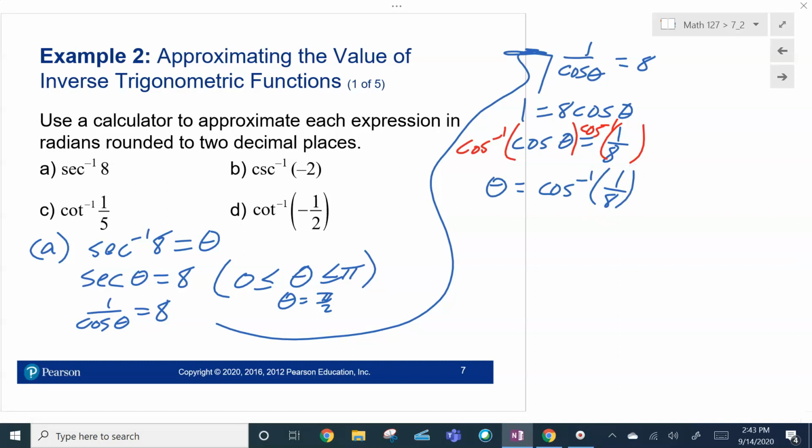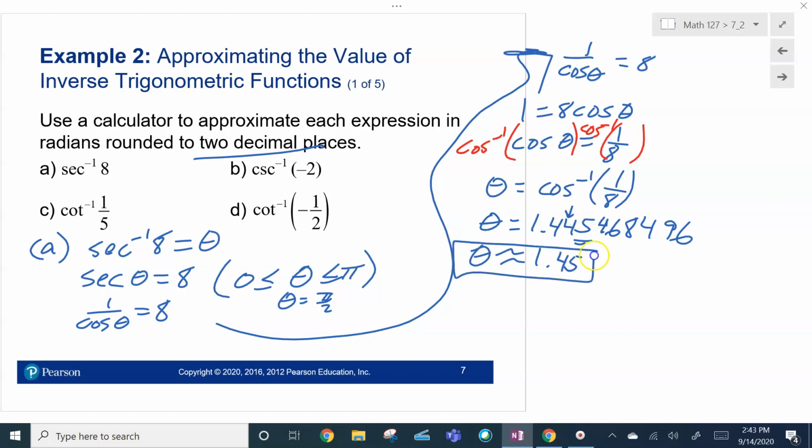And then I punch that into my calculator. Make sure you're in radians. You get 1.445468496. So to 2 decimal places, that's going to bump up to approximately 1.45. See the next one there.